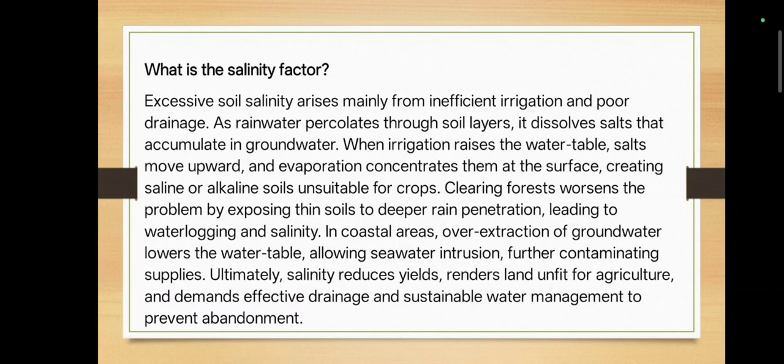Salinity factor. Excessive soil salinity arises from poor irrigation and drainage. Rainwater dissolves salts that accumulate in groundwater, and when the water table rises, salts move upward, concentrating at the surface. This creates saline soils unsuitable for crops. In coastal areas, over extraction of groundwater allows seawater intrusion, worsening contamination. Effective drainage and sustainable irrigation are necessary to prevent land degradation.